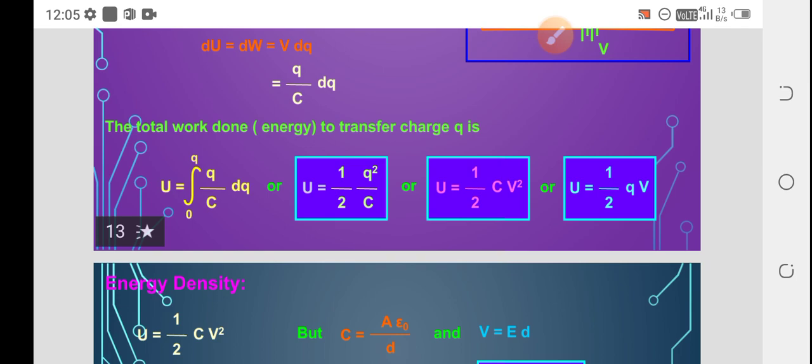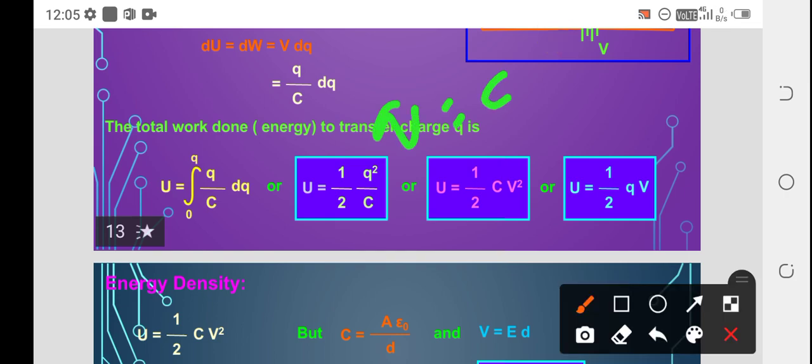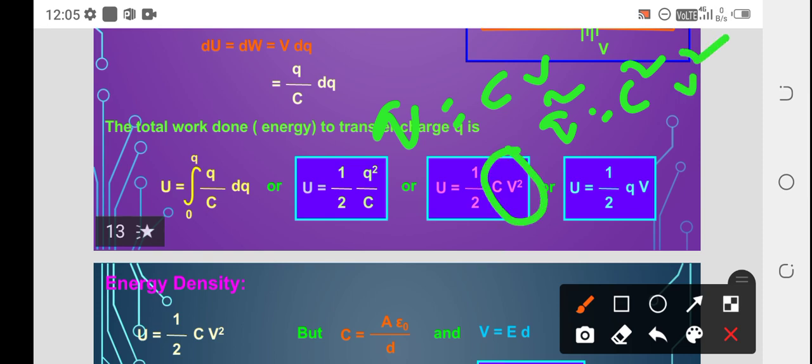Now you can substitute the q value. Q equals CV, so q square equals C square V square. Substituting, one C will be cancelled, then U equals 1 by 2 CV square. You know very well that CV is nothing but q, so it can also be written as 1 by 2 qV. This is the work done in a capacitor.